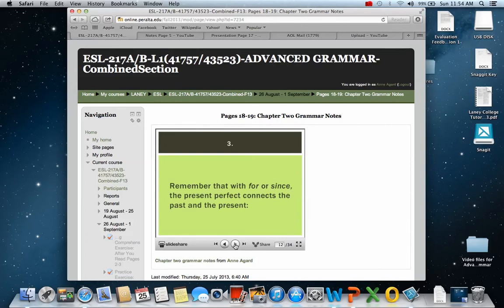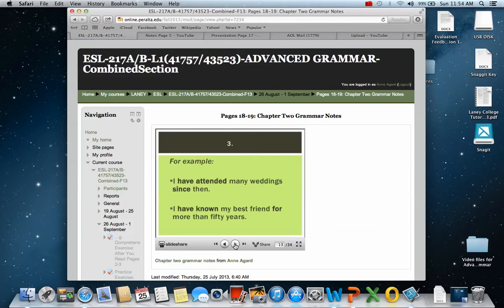And remember that with for or since, the present perfect connects the past and the present. Like, I have attended many weddings since then. Okay, there's the since, and so I'm using the present perfect. I've known my best friend for more than 50 years. That's beginning in the past, continuing in the present, and using for.